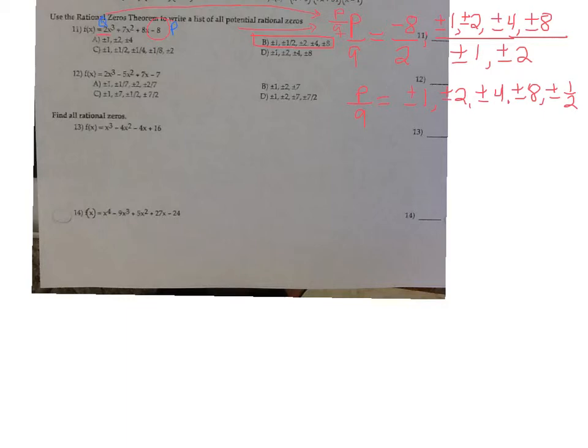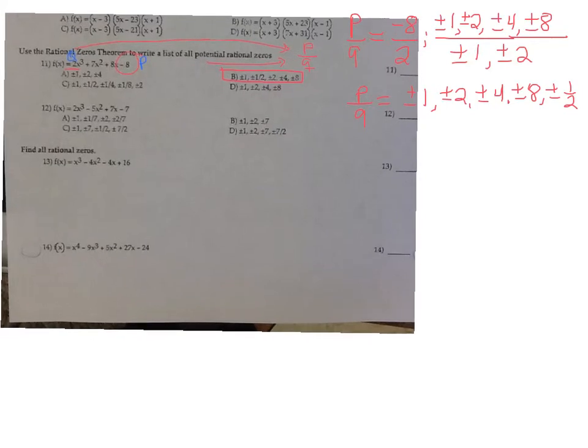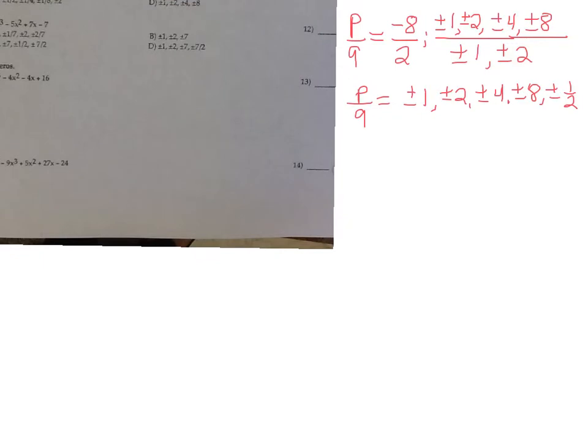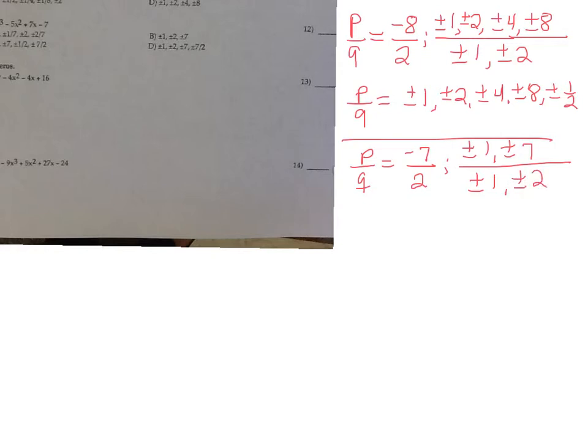In problem number 12, we get the P and the Q. The Q would be 2, yes. And P would be -7, yes. So P over Q, it's -7 for P. Q is 2. It's 1 and 7, right? That's right. Plus minus 1 and plus minus 7 for the 7, and for the 2 is plus minus 1 and 2.